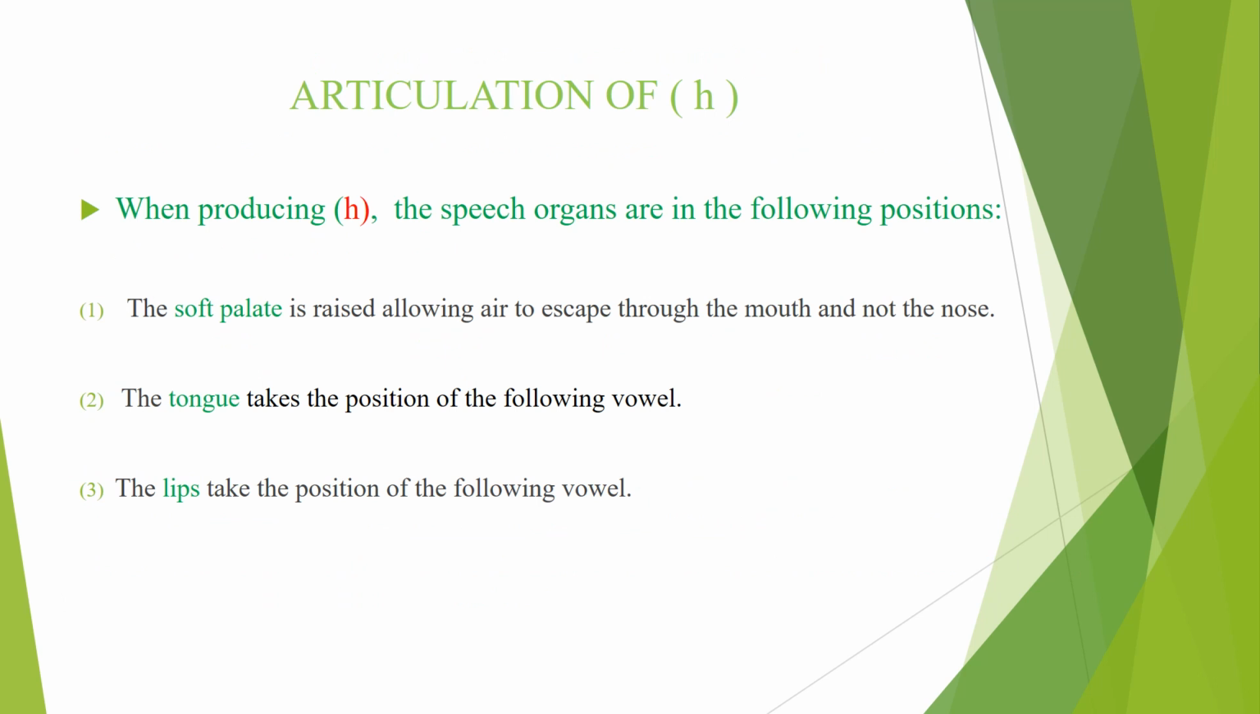When the glottal fricative h is being produced, the speech organs are usually in the following positions. One, the soft palate is raised, allowing air to escape through the mouth and not the nose. Number two, the tongue takes the position of the following vowel because h is always followed by a vowel. Number three, the lips take the position of the following vowel.